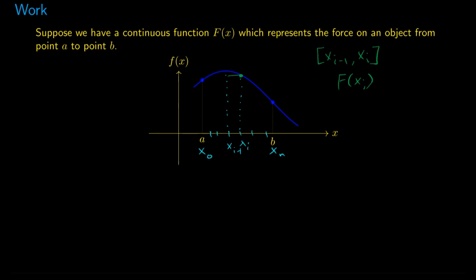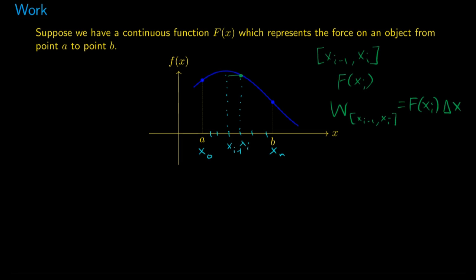So since we have approximated by saying there's a constant force, the work done over the interval x i minus 1 to x i is just going to be that force, f of x i, times the displacement, which is just going to be the width of that rectangle, which we'll define to be delta x. So that's the work done over that ith interval.